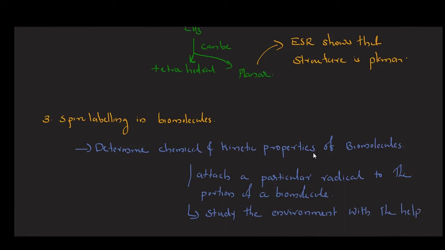Why are we attaching the radical? Because a radical contains a free electron, so it is ESR active. So to study a particular biomolecule, first you attach a particular radical to the particular portion of the biomolecule, and then study the ESR of that particular radical. Then we will get the information about the chemical and kinetic properties of the biomolecule.